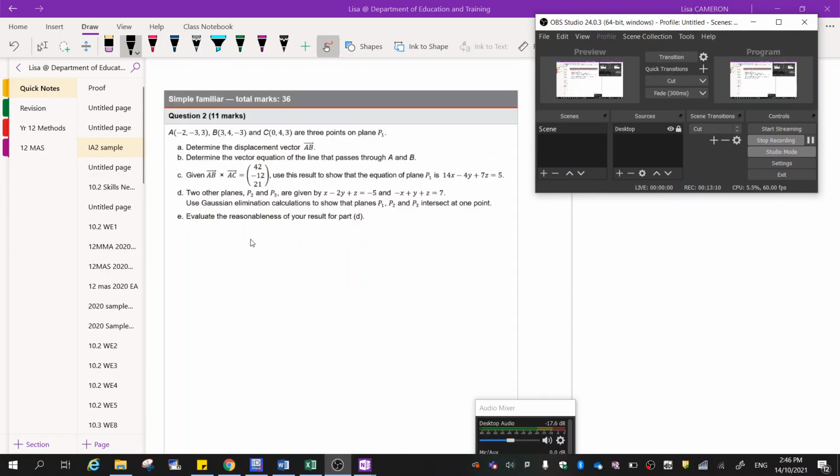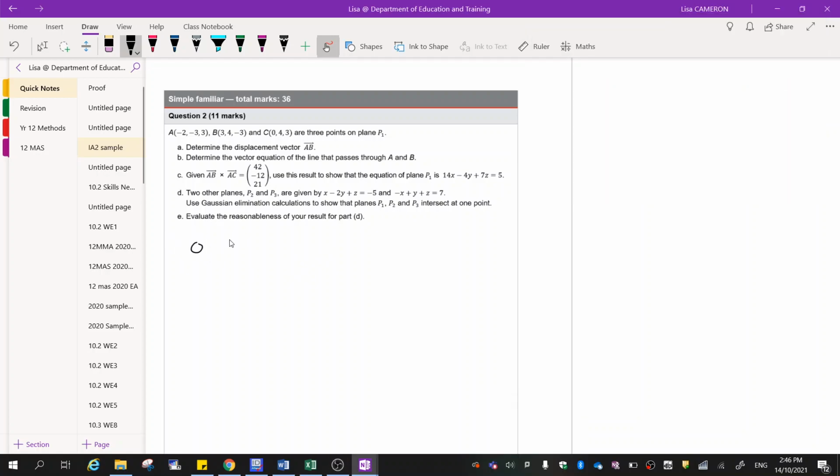Alright, and now for the final part, we're asked to evaluate the reasonableness of our results for part D. In part D, we got 0, 4, and 3 for our values of x, y, and z. To check this, we're going to do left-hand side equals right-hand side by substituting these results into one of our earlier equations. I'm going to choose x minus 2y plus z equals negative 5.